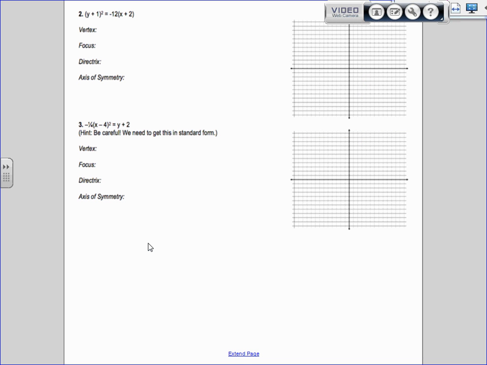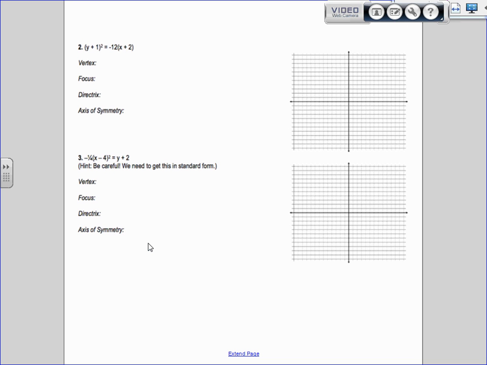Next up. We're going to do the same thing for this one. I want you to think about what direction this is opening. Is it an x squared or a y squared equation? It is a y squared. So does it open horizontally or vertically? If it's a y squared, it's going to be horizontally. Is this one going to open to the right, which is positive, or to the left, which is negative? It's negative, so it's going to go to the left. That's right. So it's definitely opening to the left. Do you guys see how I went through that line of reasoning?